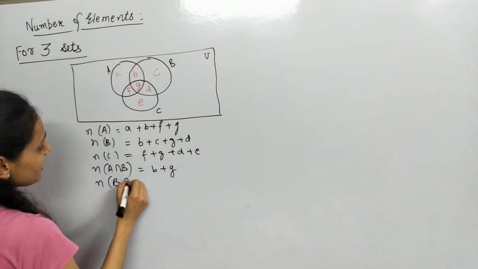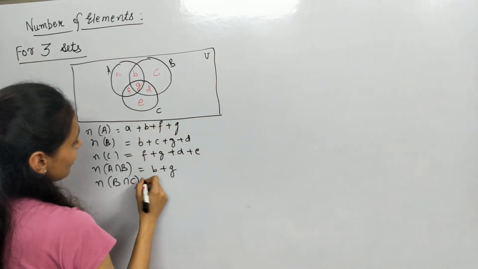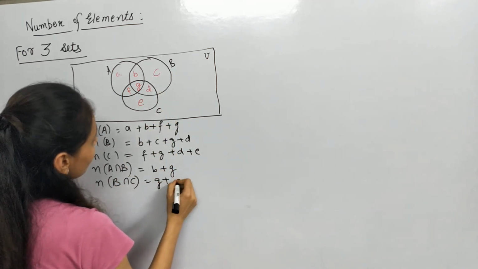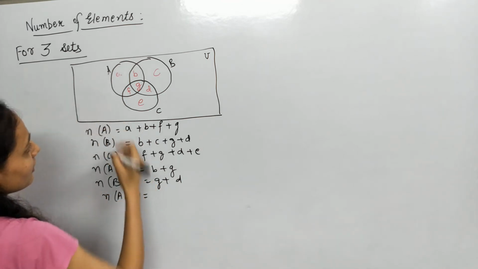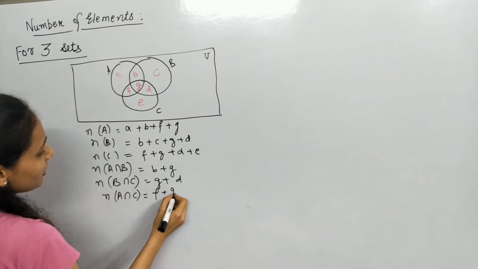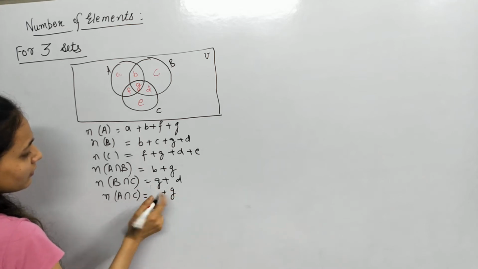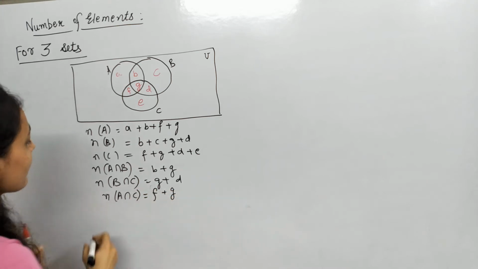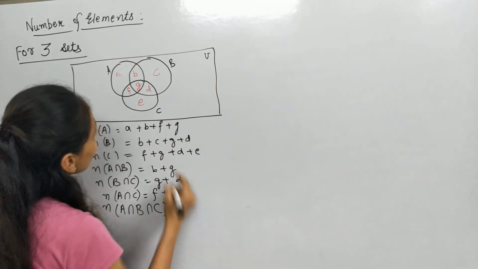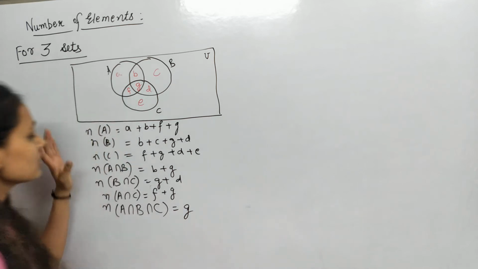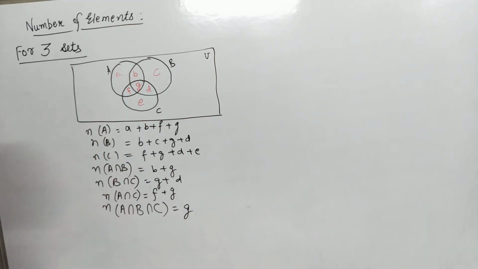The number of elements in B intersection C is g plus d. The number of elements in A intersection C will be f plus g. And the number of elements in A intersection B intersection C, all the three, is only g. So this is the information given to you. Now you have to find the relation between their intersection and union.